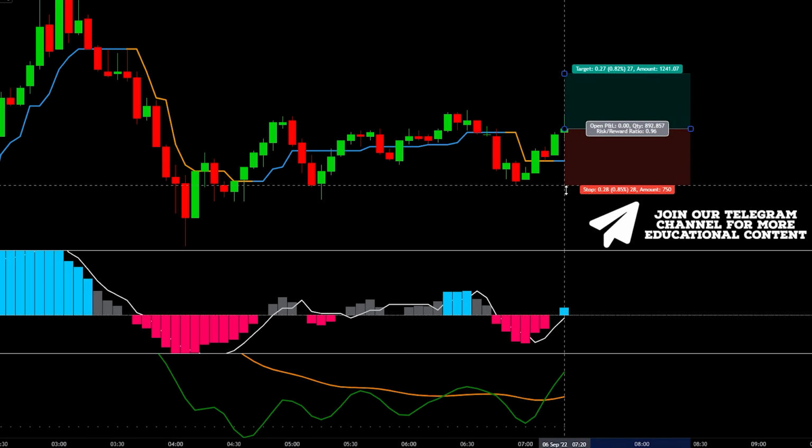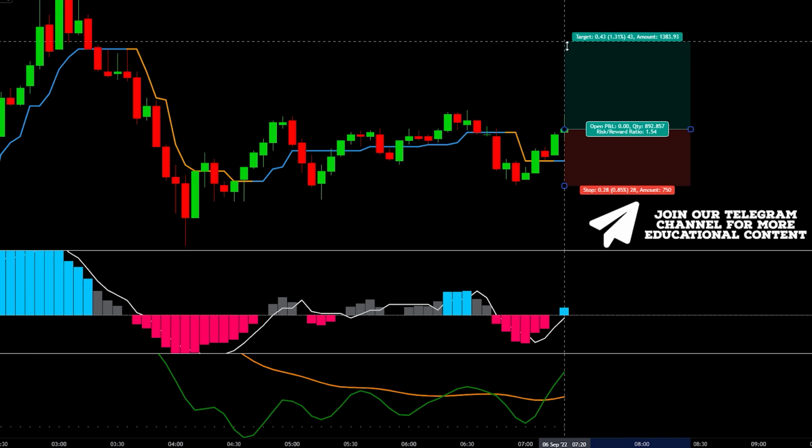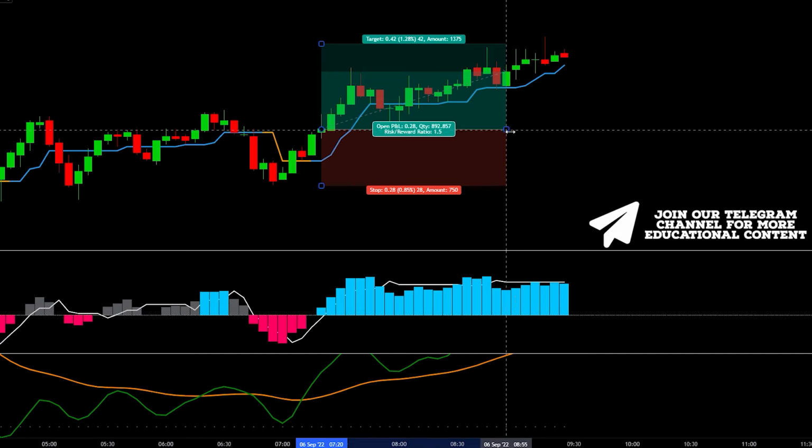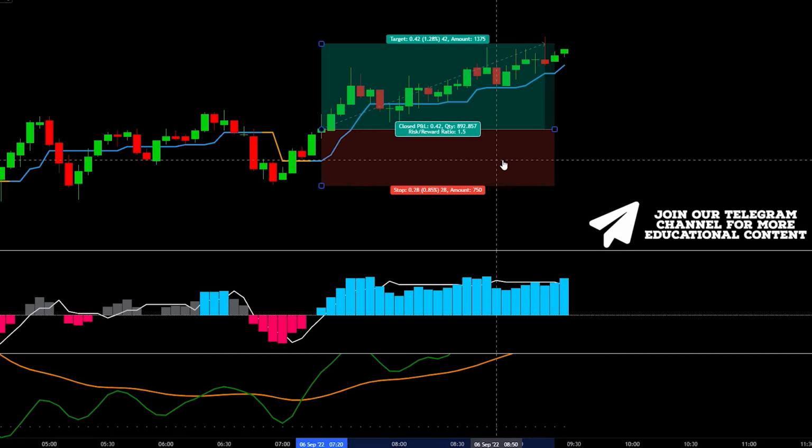We enter the trade here with a stop loss below the recent swing low, targeting a 1.5 for 1 risk to reward. And, boom, the price hits our take profit. Let's switch to the short example.